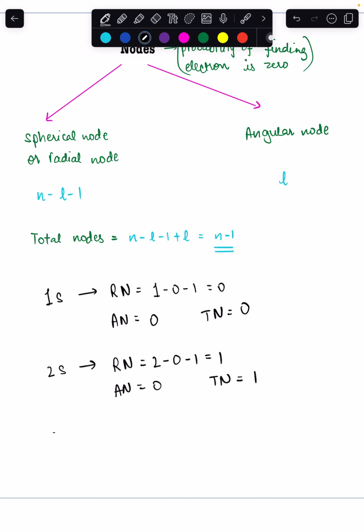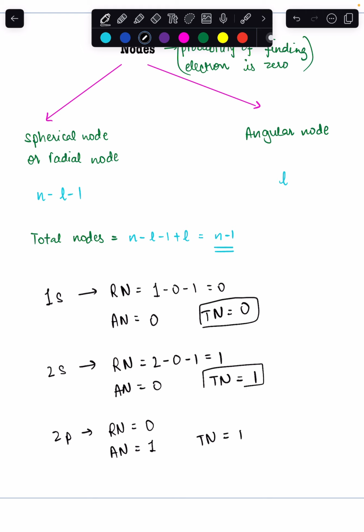Then we have 2p. For 2p radial nodes, p is 1, right? So 2 minus 1 minus 1, which is going to be 0. Angular node is going to be equal to 1, because it is L, and the total nodes is going to be equal to 1. So this is what it is.